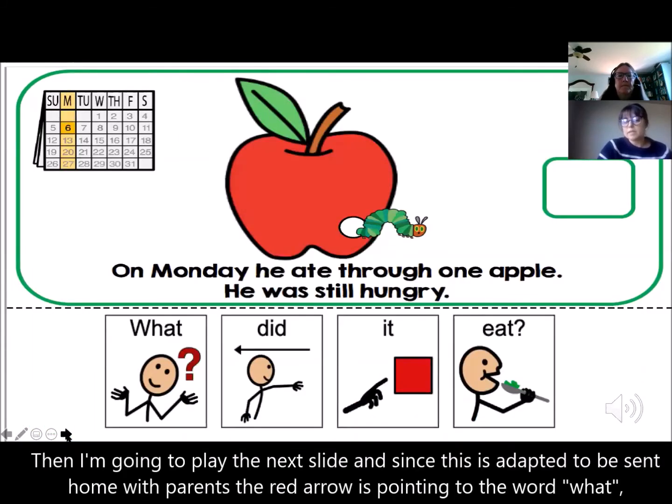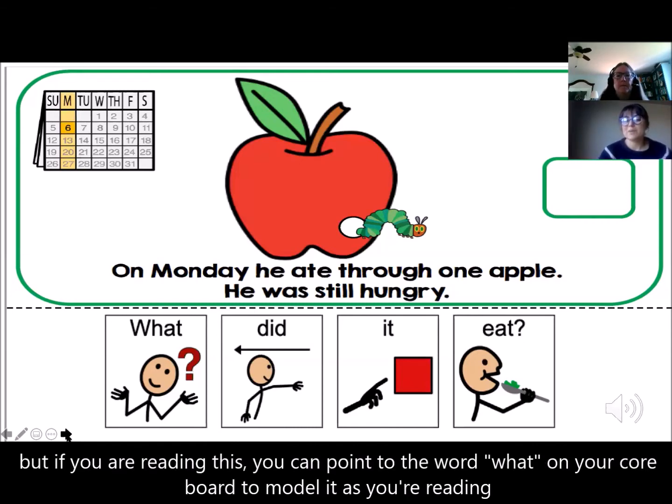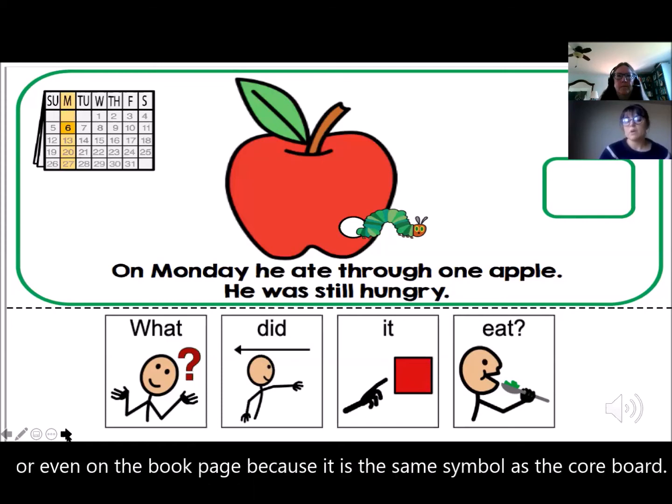And then I'm going to play the slide, and since this was adapted to be sent home with parents, the red arrow is pointing to the word what, but if you are reading this, you can point to the word what on your core board to model it as you're reading, or even on the book page, because it is the same symbol as the core board.